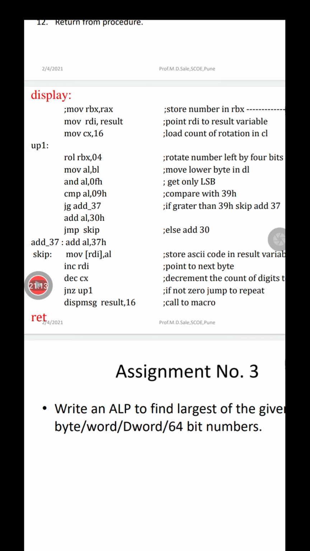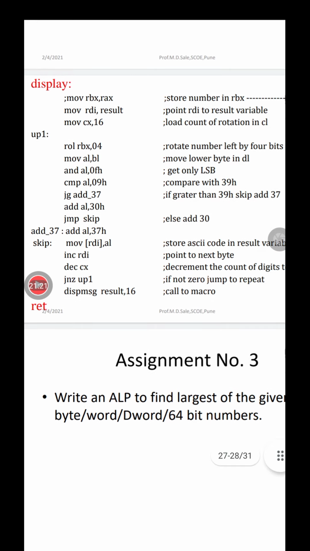Right? After adding 30H, if it is less than 9, we don't have to again add 37H. That's why here the instruction written is JMP skip. JMP skip means, skip is the label, so it will directly jump to skip. So JMP is an unconditional jump instruction, and JG, that is jump if greater, is a conditional jump instruction. So a conditional jump instruction will check a condition.